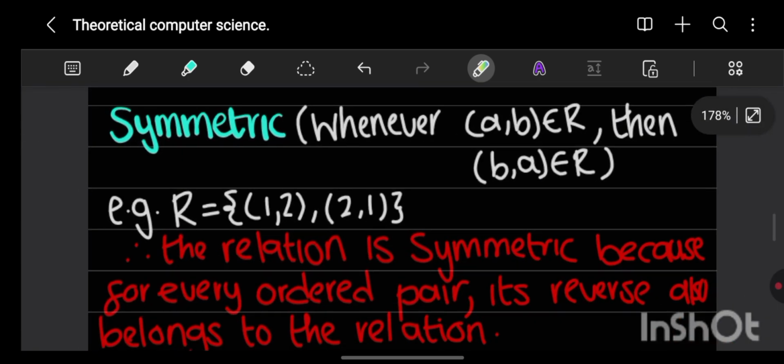And then we talk of symmetric. This is whenever (A,B) is an element of R, then by default (B,A) has to be an element. So if you have this, it's quite the opposite, or what would you say, the inverse. If you think of inverses, there's a symmetry thing going on. Everything that's in there should be in here, like the symmetry of that. So if you have (1,2) and (2,1), can you see that this is flipped? So this is symmetric because every ordered pair's reverse belongs to the relation.